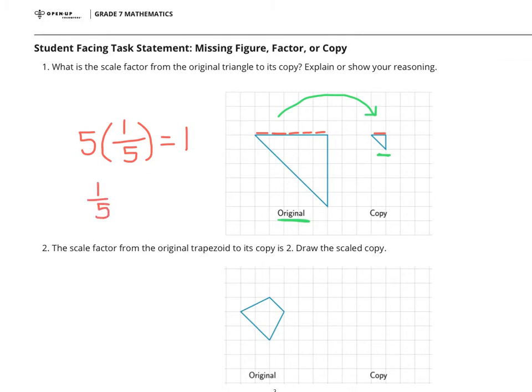Explain or show my reasoning. Well, I'm going from 5 down to 1. I need to shrink it down. I'm going to multiply by a number that's smaller than 1.